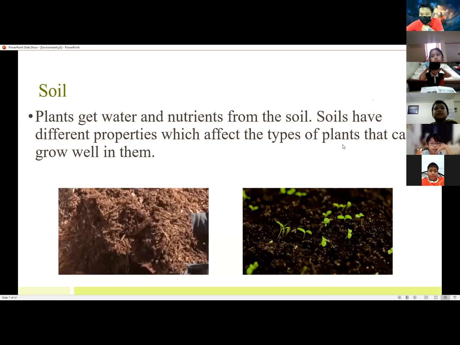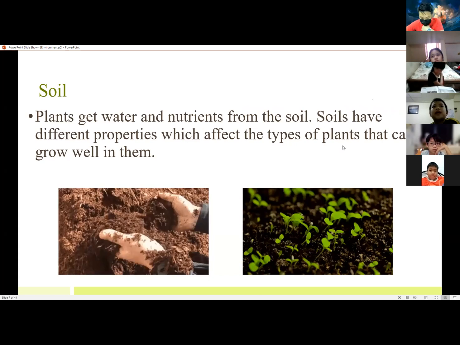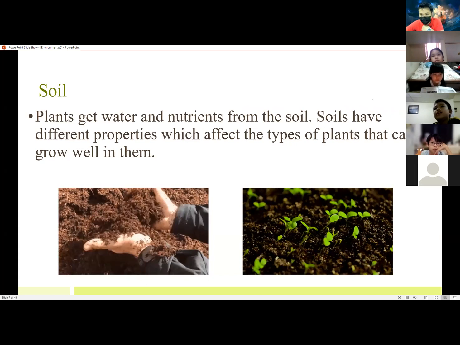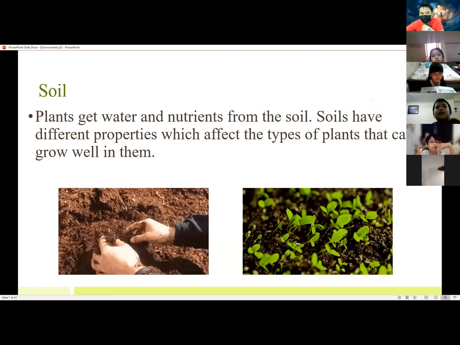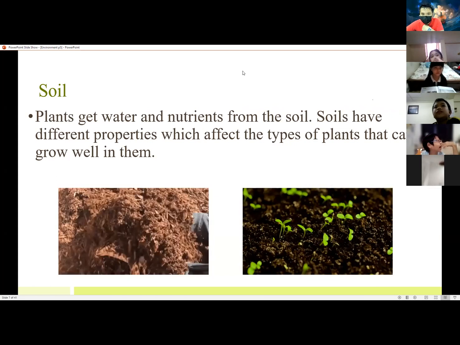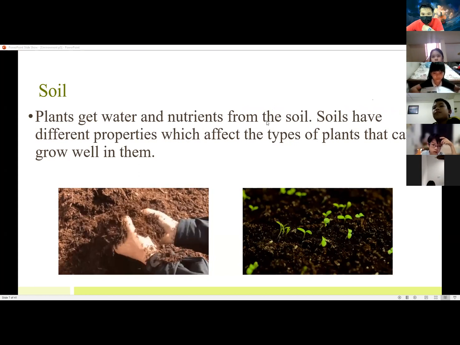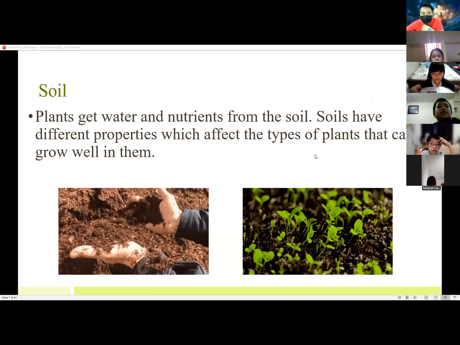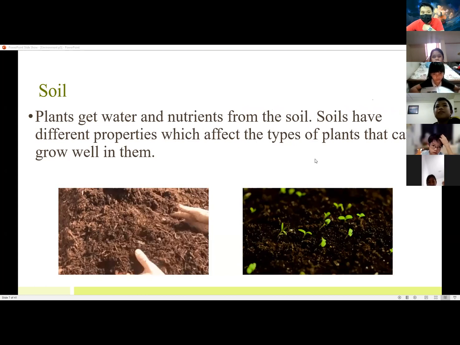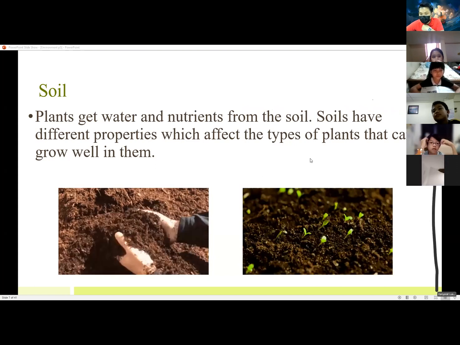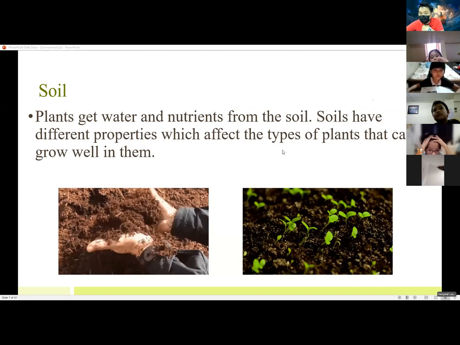Soil. Please read. Plants can get water and nutrients from the soil. Soil has different properties which affect the type of plant that can grow well in it. Okay, so plants get water and nutrients from the soil, and then soil has different properties.